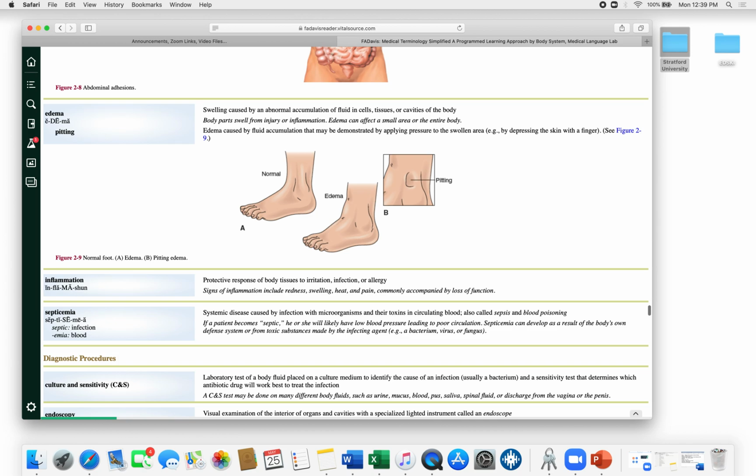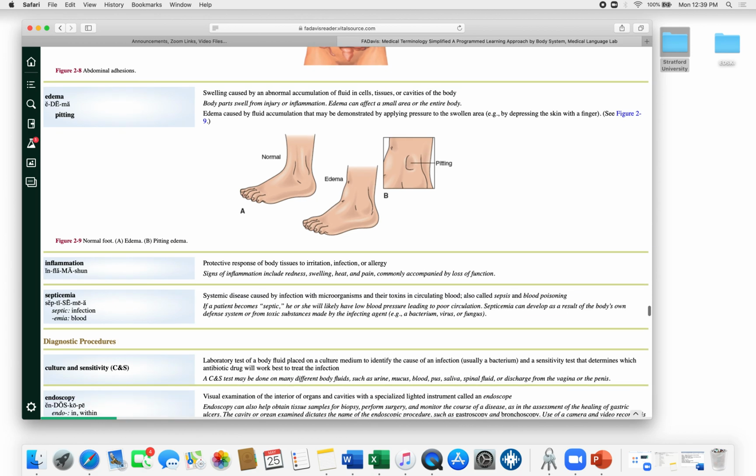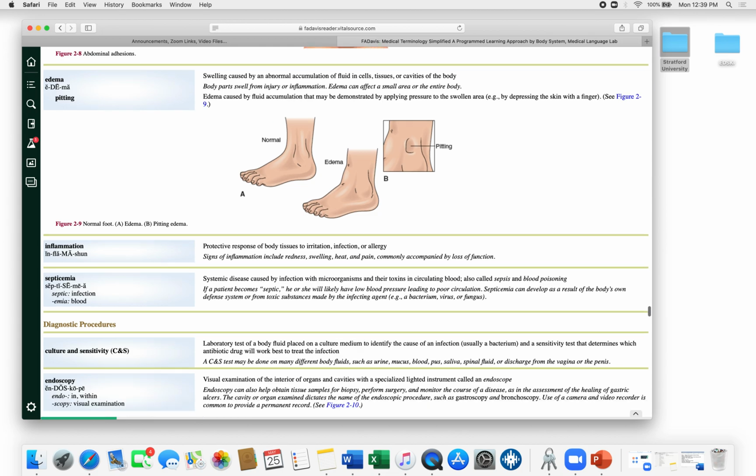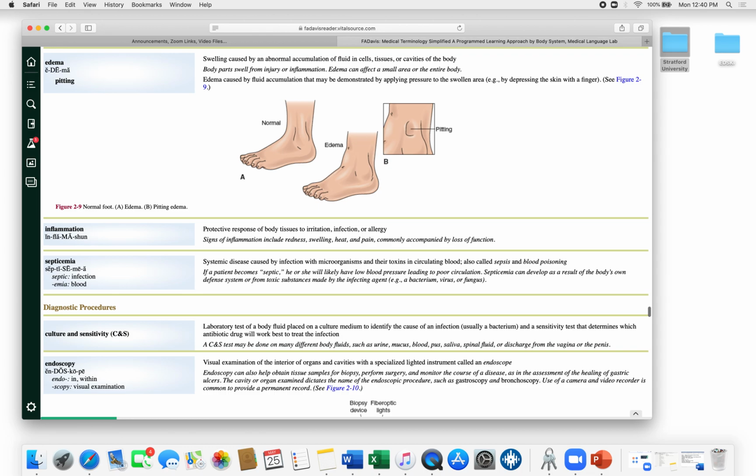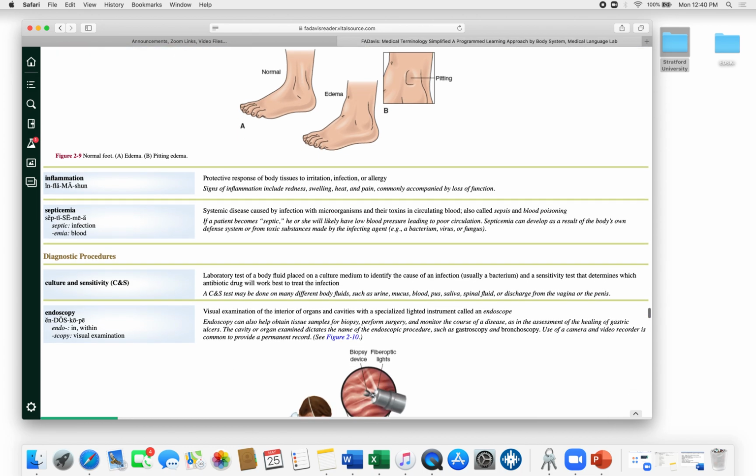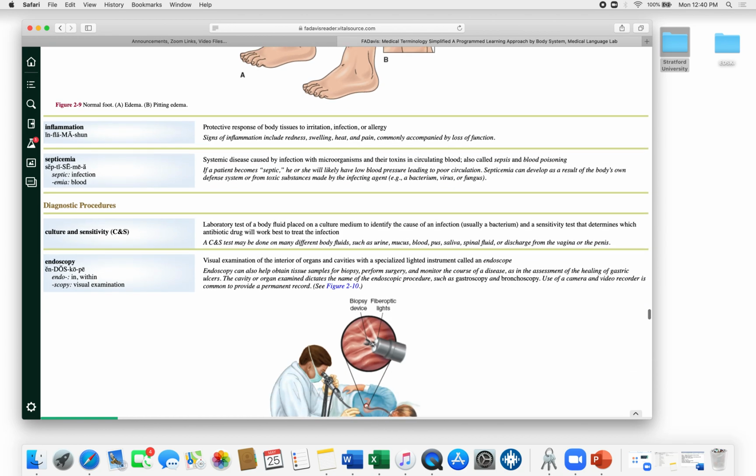Any extra accumulation of fluid in our cells, tissues, or cavities will cause edema. Look at someone who stands all day. If your grandma likes to stand all day, there's the reason why they wear pressure stockings. You can see their feet. By the end of the afternoon, their feet start to swell up. Inflammation or infection, we already talked about in the last lecture. Know what that is. Now, let's look at septicemia.